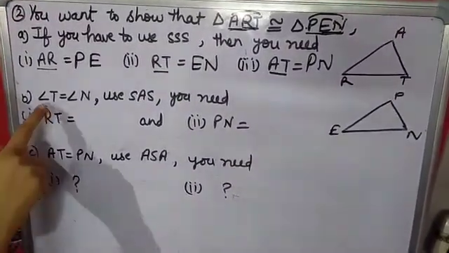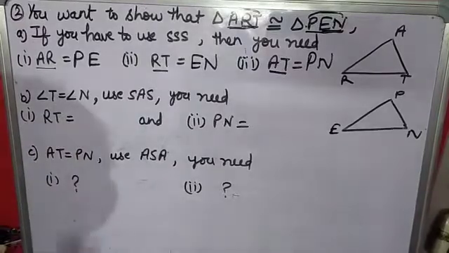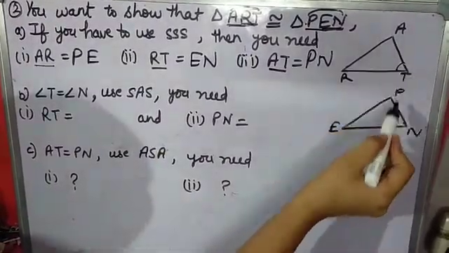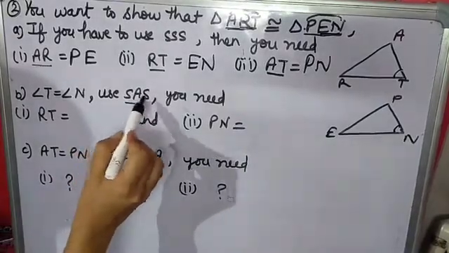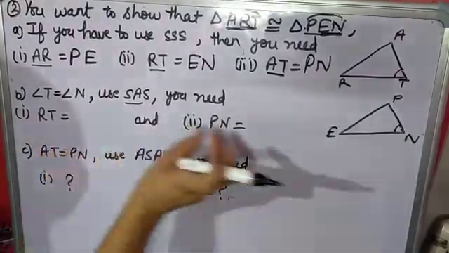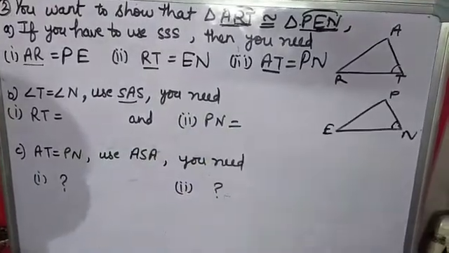B part, angle T is equal to angle N. Angle T is equal to angle N. Use SAS. Then you have to show which two sides of this triangle are equal. ठीक है?